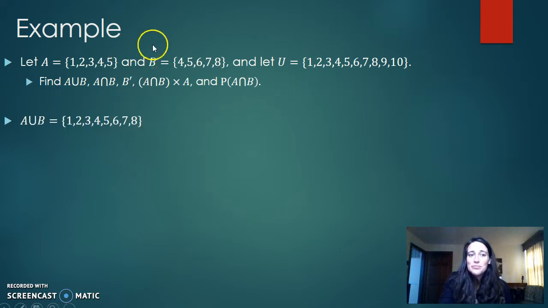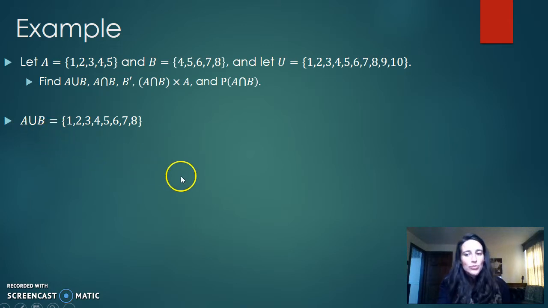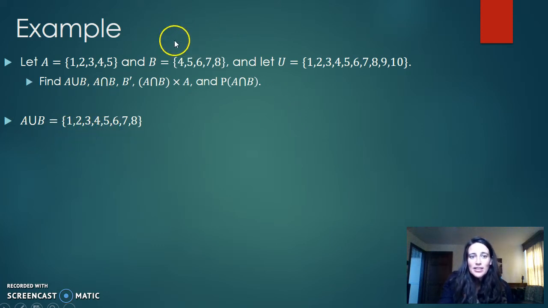Okay, so A union B. Recall that's all of the elements in A or in B, but you don't want to repeat anything. So we'll take the elements in A first: 1, 2, 3, 4, 5. Then I look at the elements in B. I've already written down the number 4 and the number 5, but I also need to include 6, 7, and 8 in the union. So A union B is 1, 2, 3, 4, 5, 6, 7, 8.